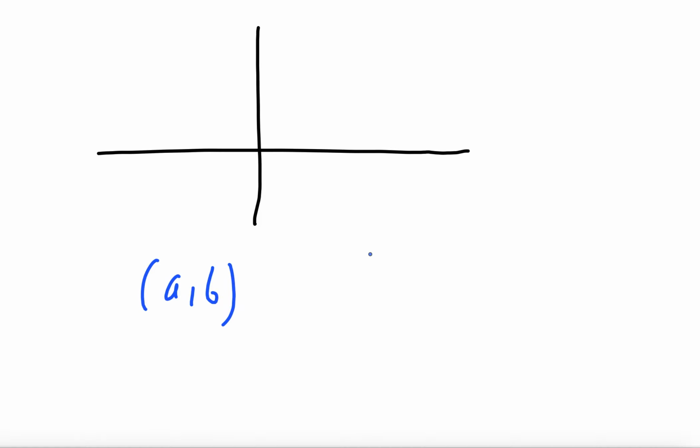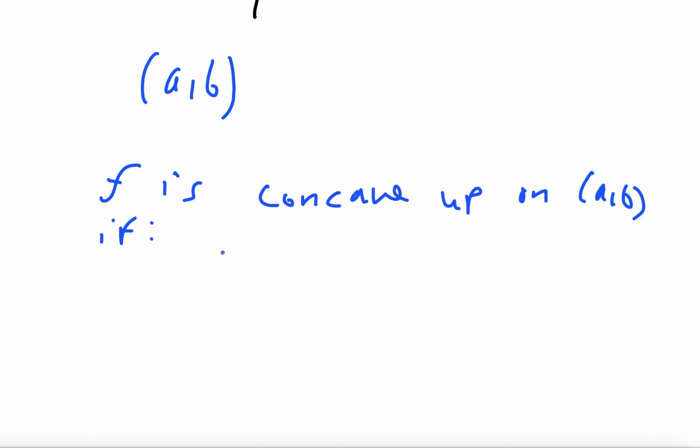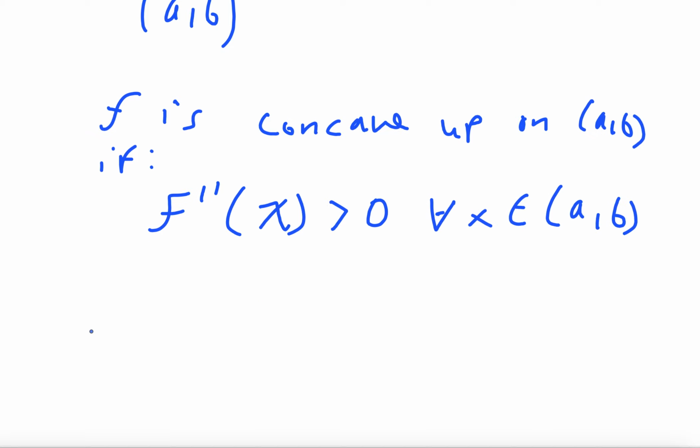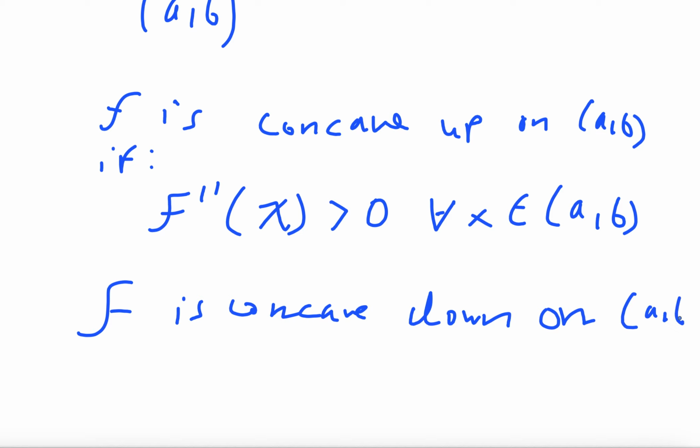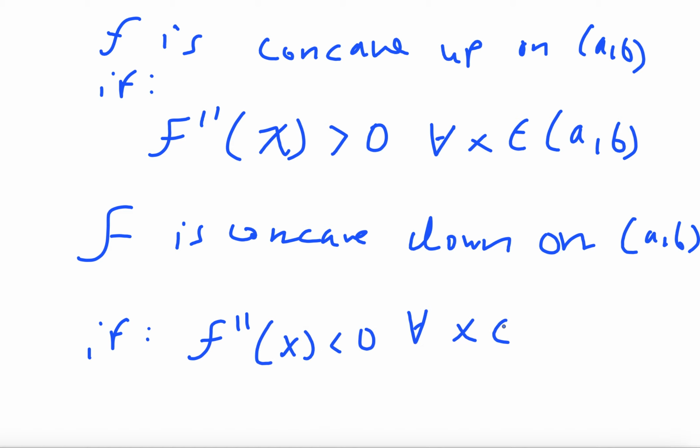So we say that a function f is concave up on ab if f double prime, the second derivative of x, is greater than 0 for all x within that interval ab. And then f is concave down on that interval ab if f double prime of x is less than 0 for all x within ab.